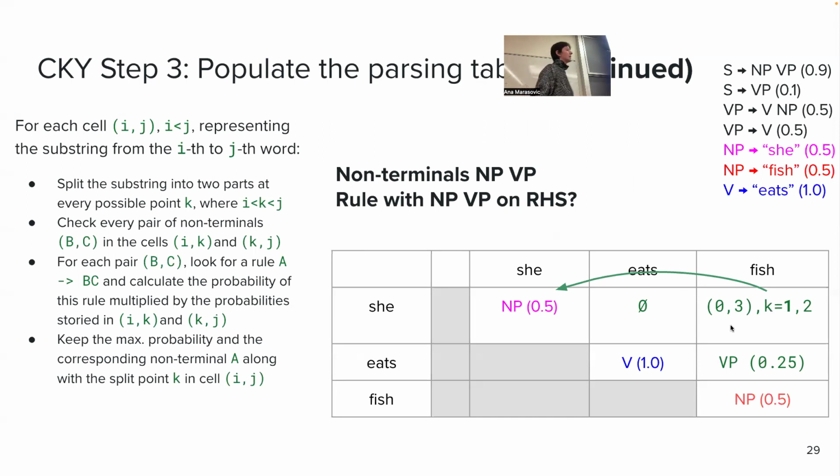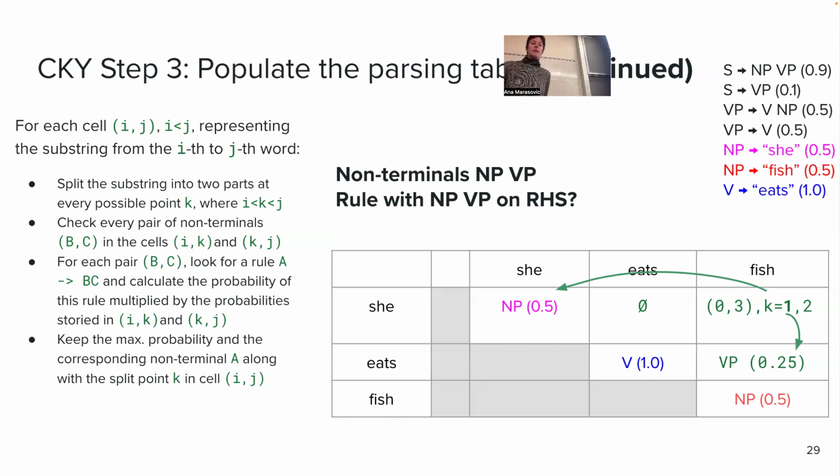Okay, so we have now done our VP cell, and the final cell is the one over here. This cell has indices 0 and 3. So now choices for K are not just a single choice, it's 2 choices, 1 and 2. First, we are going to see what happens if we take the split point to be K equals 1. That means we need to look into IK being 0, 1, so that points to this word she. And we also need to look into KJ, which is going to be 1, 3 over here, which points to this VP.